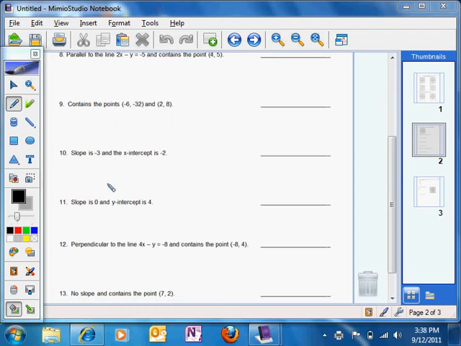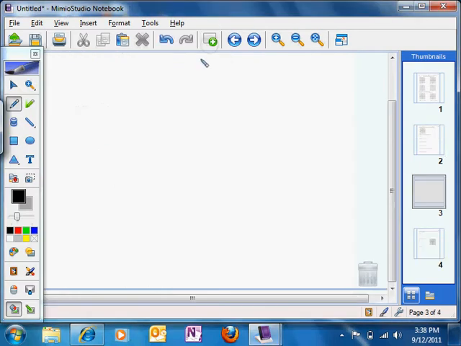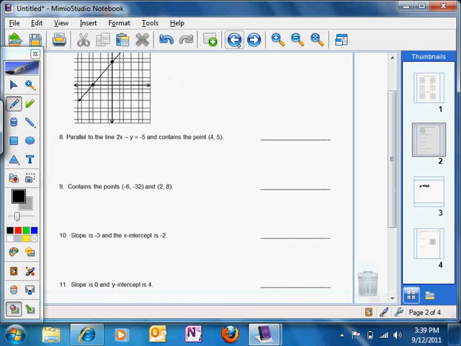Continuing to write equations in standard form. This time we're going to look at an example where we're given 2 points. We want to write the equation that passes through the points -6, -32 and 2, 8, and we want to write that in standard form.